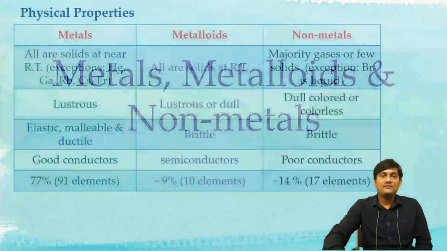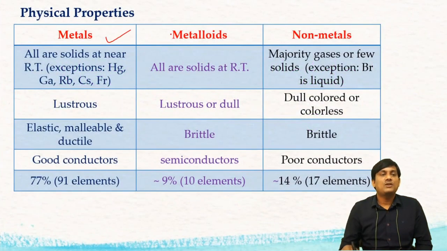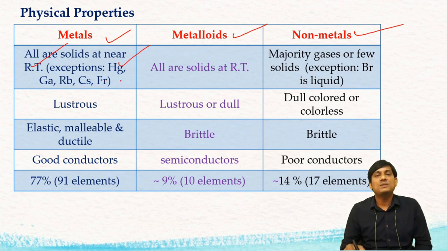Let us compare the physical properties of metals, metalloids and non-metals. All the metals are solids at near room temperature. There are some exceptions. Mercury is a liquid at room temperature. Gallium, rubidium, cesium and francium are also liquid at slightly above room temperature. All the metalloids are solids at room temperature. Non-metals, the majority of them are gases. Few are solids. Except bromine, all the non-metals are either gases or solids.